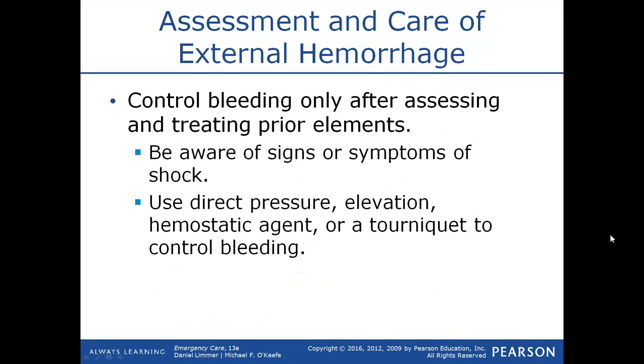And what they mean by that particular bullet point is incorrect. It says you want to control bleeding only after assessing airway and breathing. And that's not true. If I have massive external hemorrhage, the current guidelines would recommend that I control hemorrhage first and then address the airway and the breathing. Be aware for signs or symptoms of shock in somebody who's bleeding.